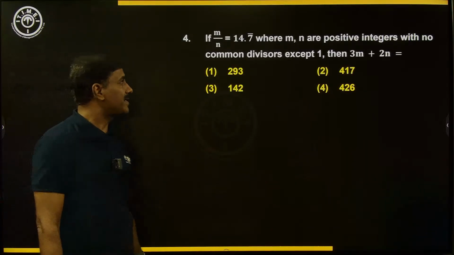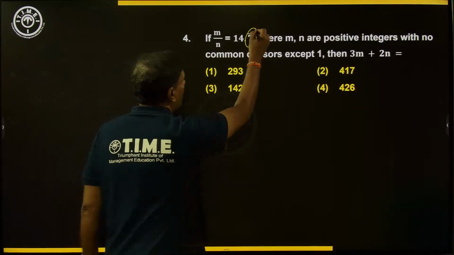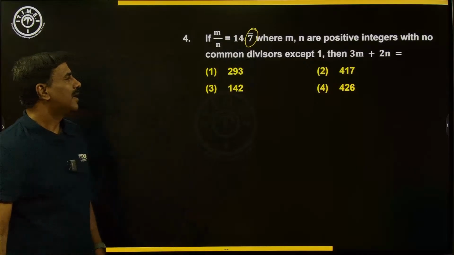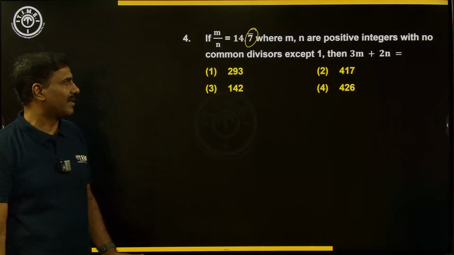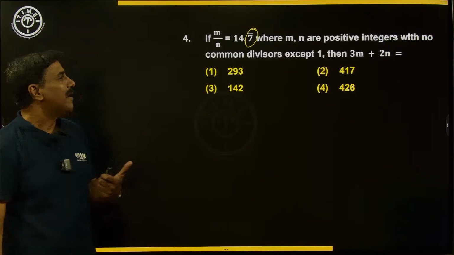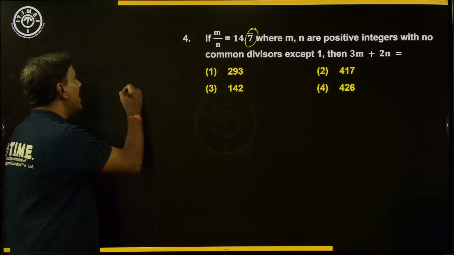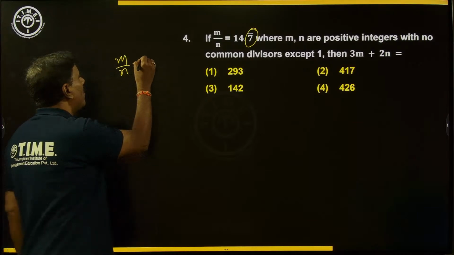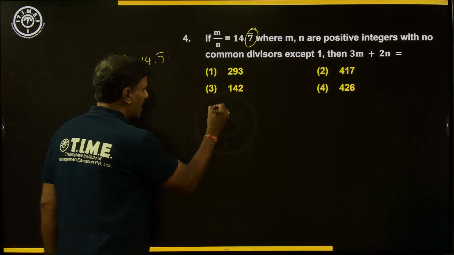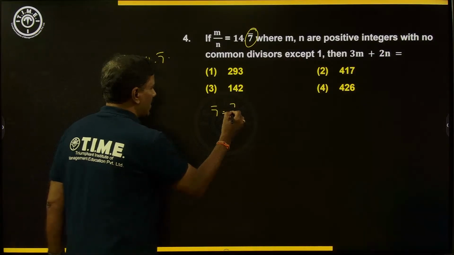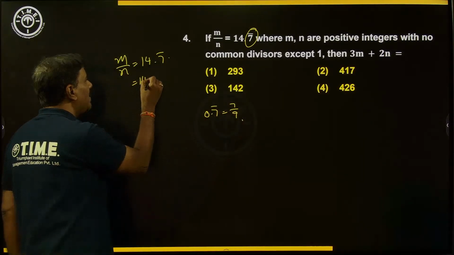If m by n is equal to 14.7 bar, where the bar basically indicates that 7 is appearing continuously, and m and n are positive integers with no common divisors except 1, that means basically they are co-prime, then 3m plus 2n is how much is the question, right? Okay. So m by n is basically in the form of 14.7 bar. And we know from our speed maths calculations, 0.7 bar is nothing but 7 by 9. So we can write it as basically 14 7 by 9.